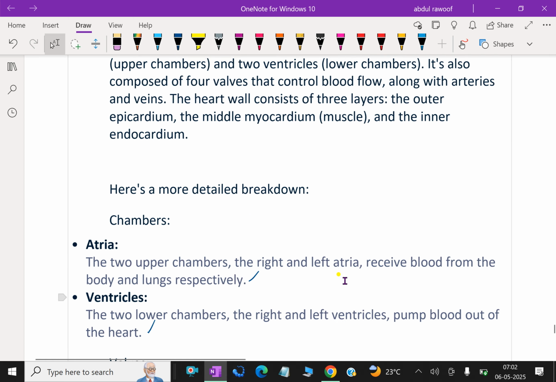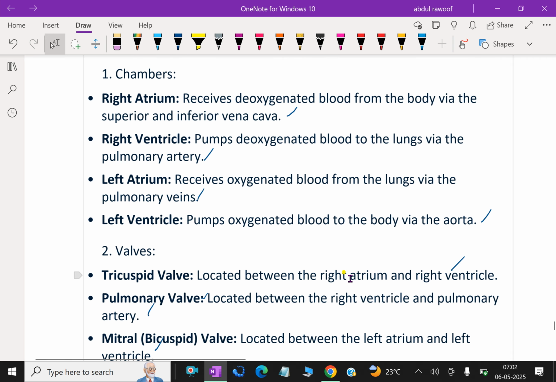So far we have discussed a little about the anatomy of the heart. We have done.